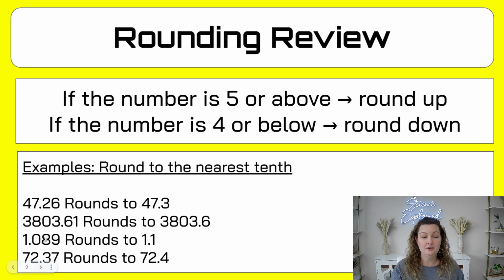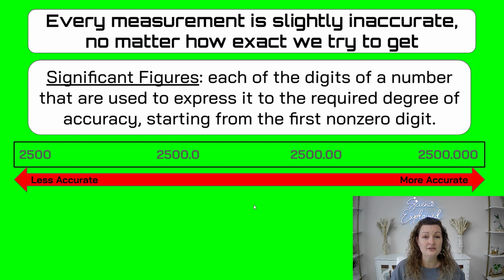This one again, the 0 is what we're looking for, but the 8 is behind it. It's above 5, so we're going to round up. So instead of saying 0, we're now going to say 1. And then the very last one, our 3 is the tenth place, so we're looking at the one behind it, the 7, and that one is greater than 5, so we're going to round that 3 up to a 4 right here. All right, now that we've reviewed rounding, let's talk about what is a significant figure.